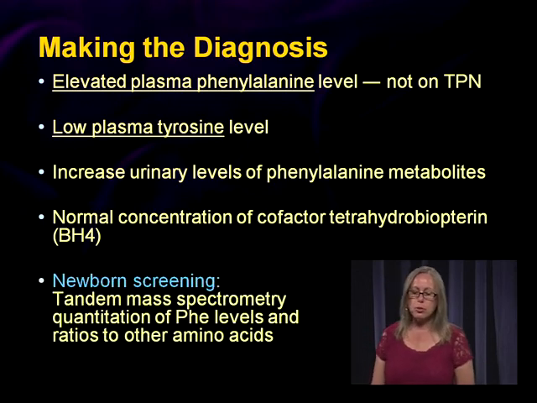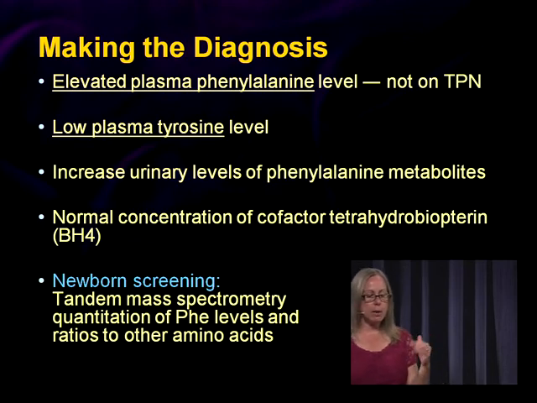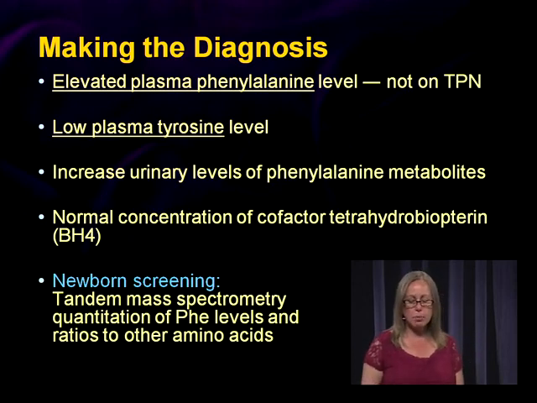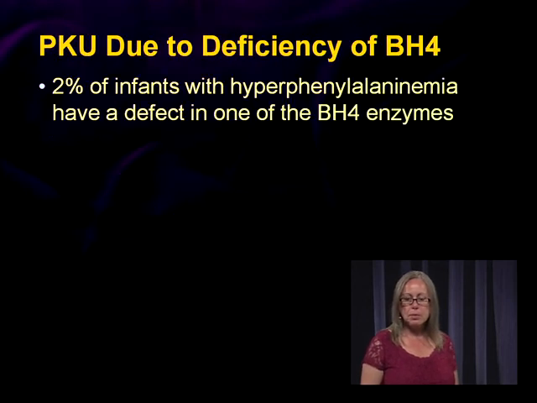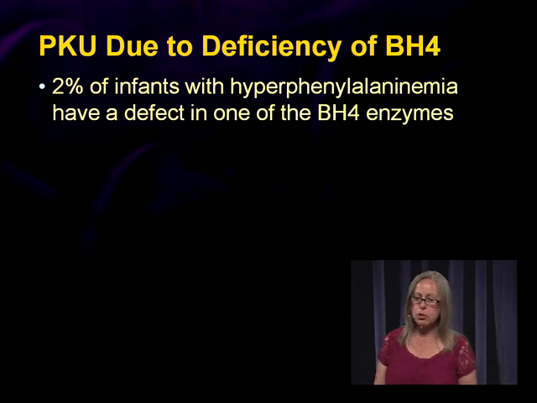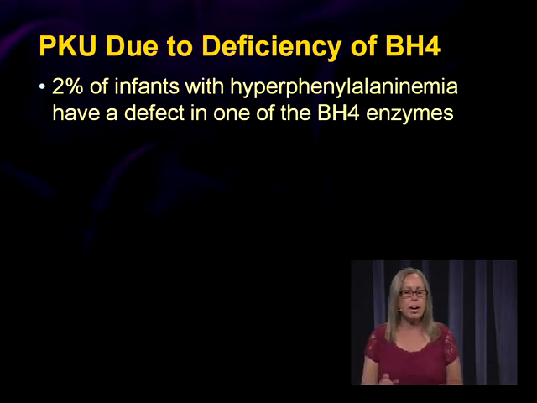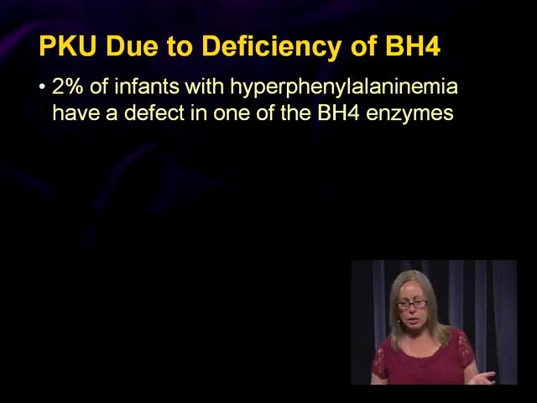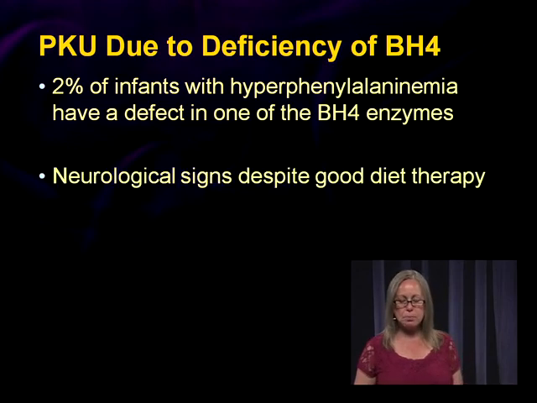And on newborn screening, they do tandem mass spec to do quantitative Phe levels. So it's not like the old Guthrie test, which was qualitative. These are actually quantitative numerical values of exactly how much is there. So you can also have PKU due to a deficiency of tetrahydrobiopterin, and about 2% of babies that have a hyper-Phe, or an elevated phenylalanine level, have a defect in one of the tetrahydrobiopterin enzymes.